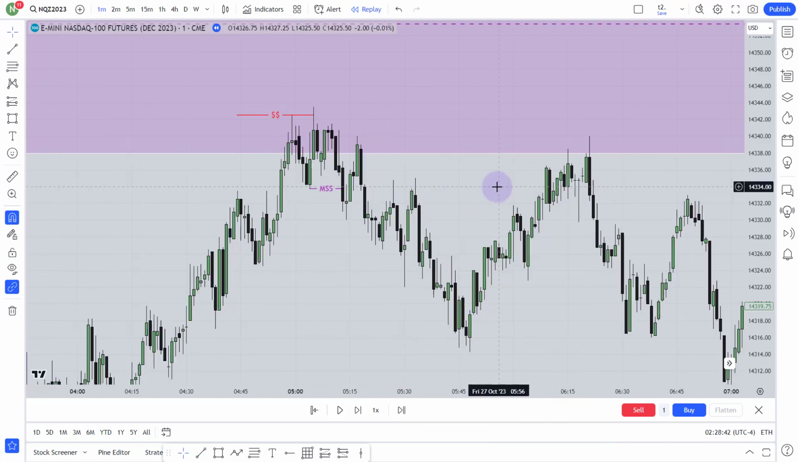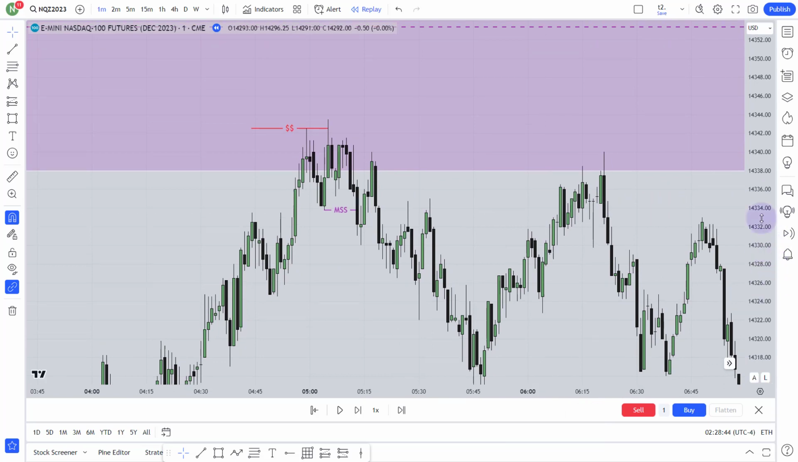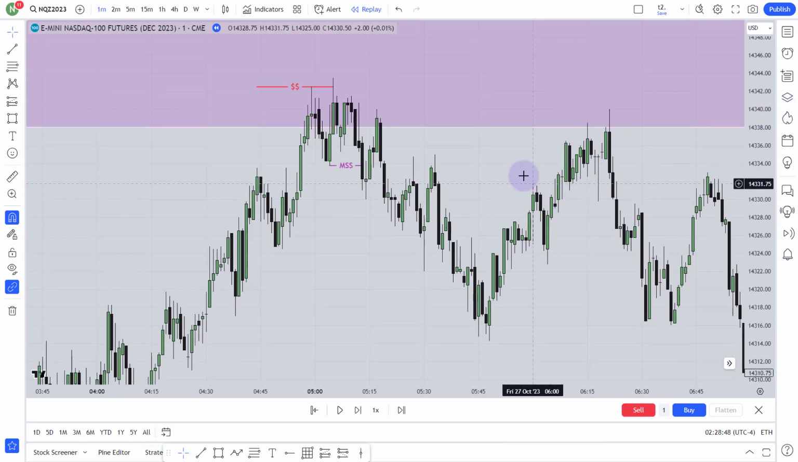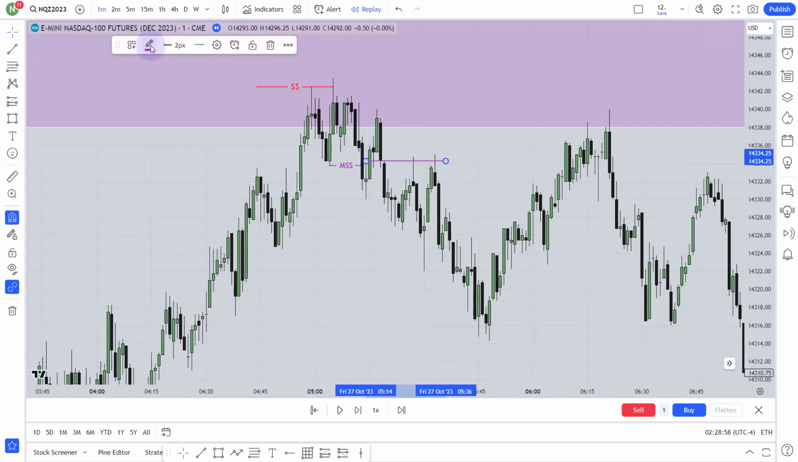I will just mark this one as my market structure shift. This is a very simple concept, guys. If you can understand this concept, you will be benefited. Trading will be very easy for you. When I got this market structure shift, I have to mark the fair value gap. So I will mark this as my fair value gap, until here. So that is my fair value gap. I will take my entry at that fair value gap.